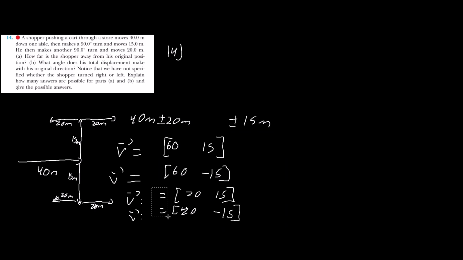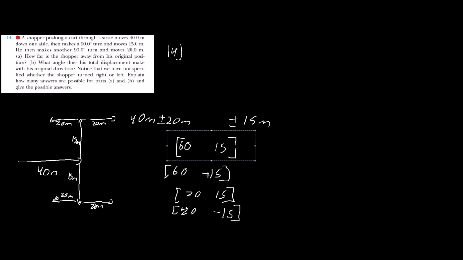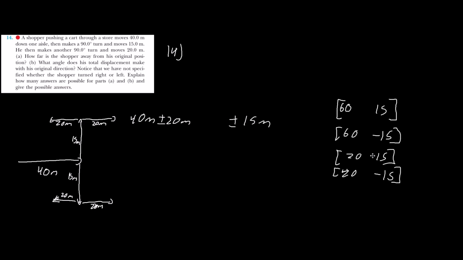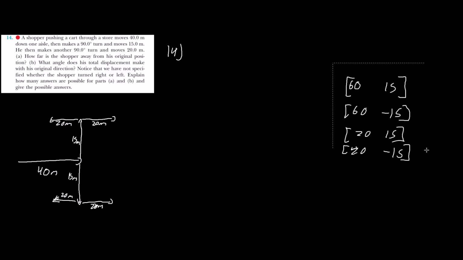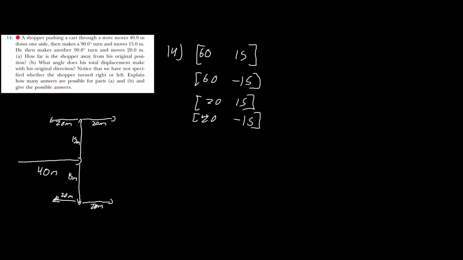Now, you would think that this is all of them, but it's not, folks. Notice that we didn't specify. It just says that the shopper moves down an aisle. So this is going to be a possibility of a vector for part A.